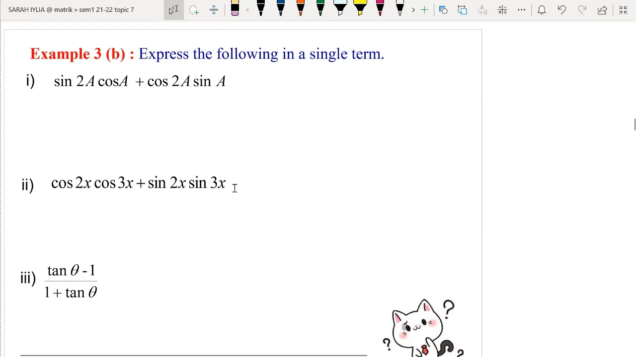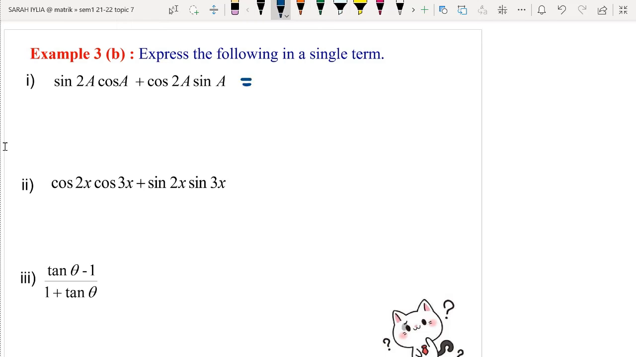Okay. Example 3 part B, express the following in a single term. Ni dia terbalik pula. Dia tunjuk dalam bentuk macam ni. Kita sendiri kena tahu nak simplify ni nak pakai formula apa. Selalunya kalau awak nampak lah pairing-pairing macam ni, ada tambah ke, ada tolak ke, for sure you know this is compound angle formula. Okay, first formula we have sin times cos ni. Ini kalau nampak sin darab cos, cos darab sin. Itu confirm compound angle for sin.